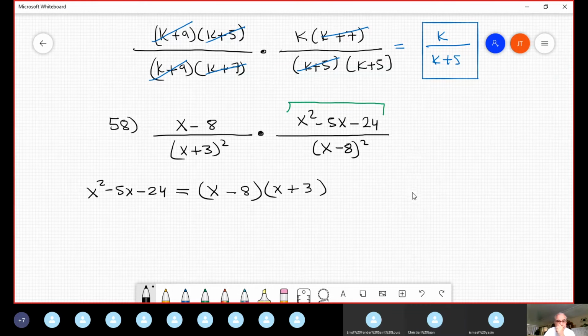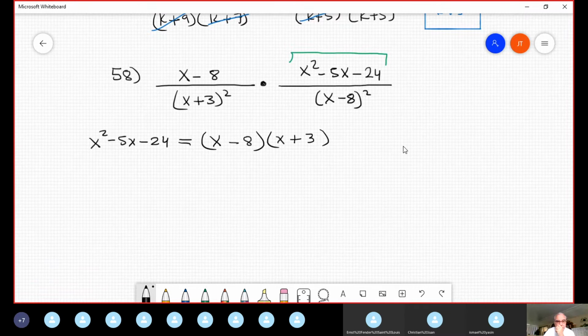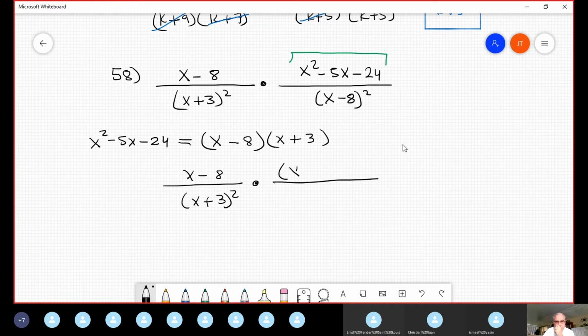Okay. Now replace and cancel out the common factor. I copy now: x minus 8 over x plus 3 squared, times x minus 8 times x plus 3, over x minus 8 squared.